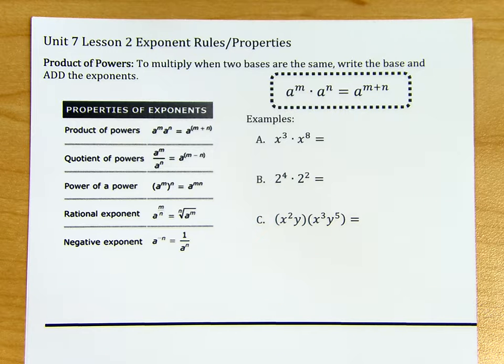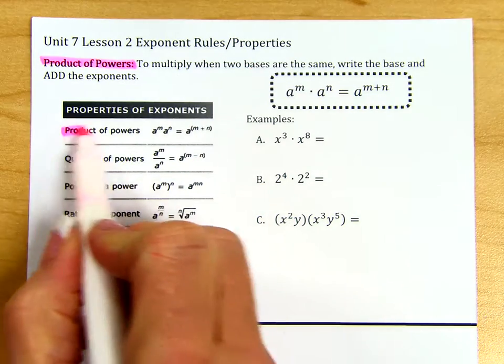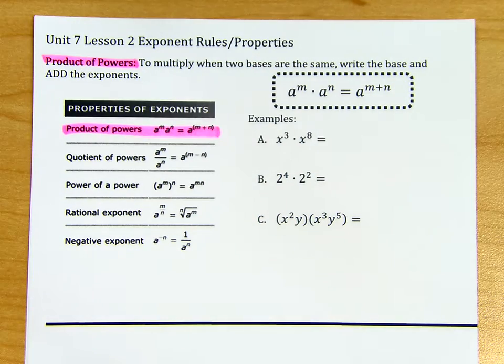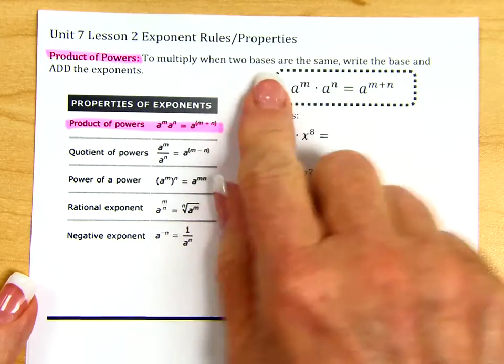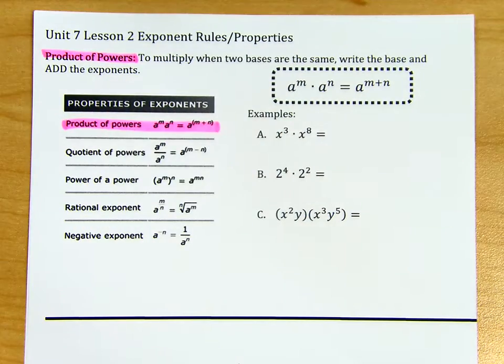Okay, this will be our video for Unit 2, Lesson 2, Part 1. We will be dealing with the property, the product of powers, which on your formula chart will be the first one that you come to. And it says to multiply when two bases are the same, write the base and add the exponents.